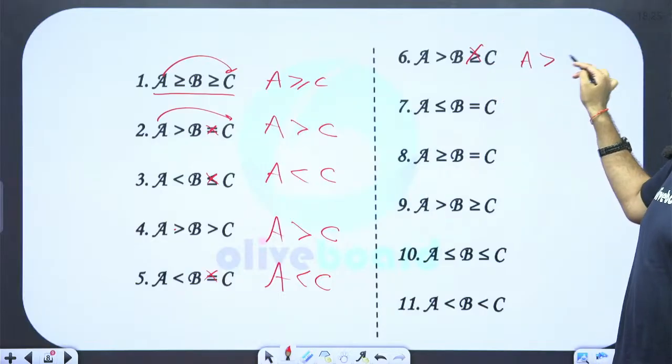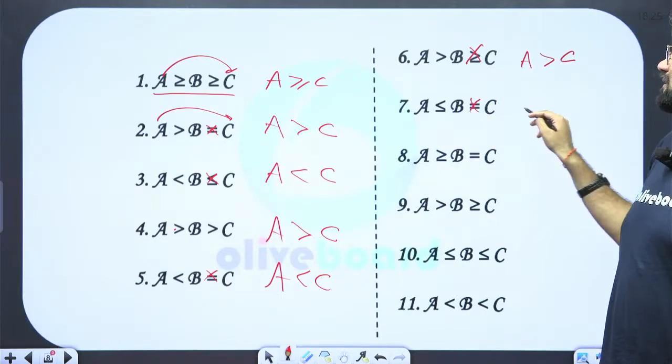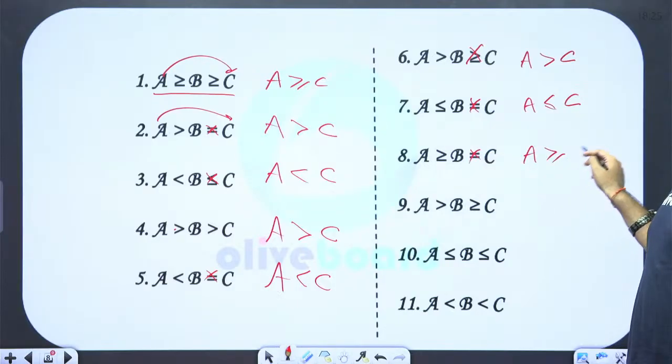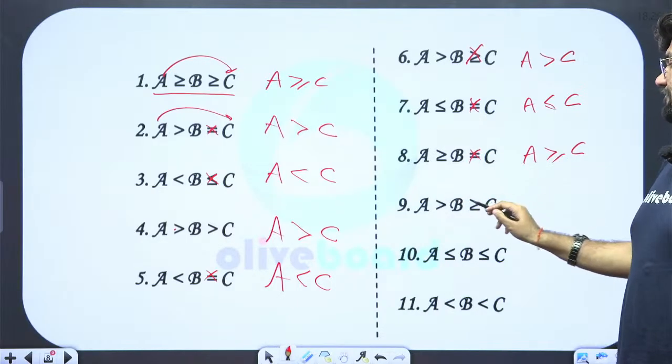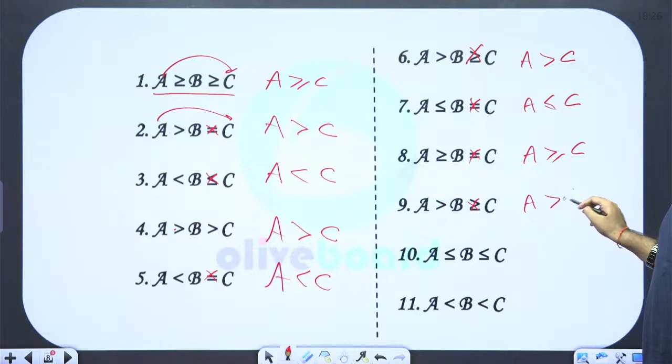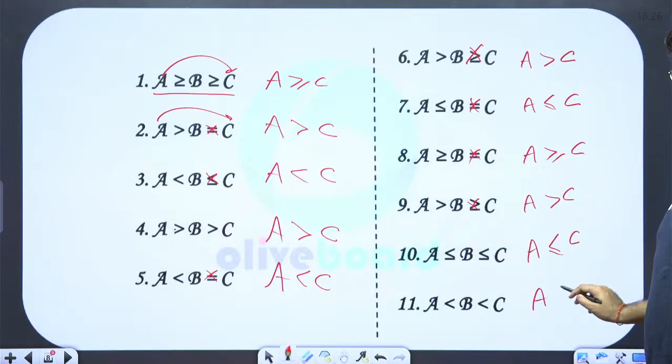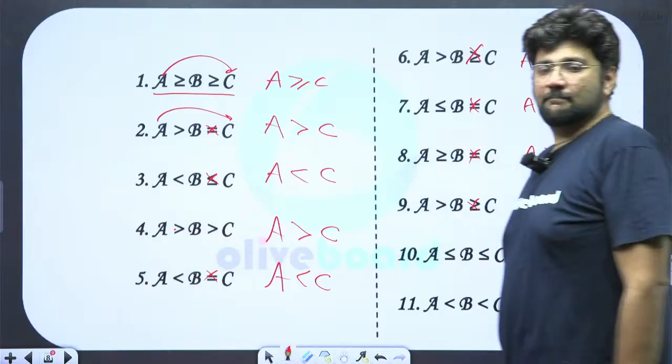A is greater than C. Equal to, I will drop. A is less than equal to C. Equal to, I will drop. A is greater than equal to C. Indefinite, I will drop. A is greater than C. Same sign, A is less than equal to C. Same sign, A is less than. All done? All set?